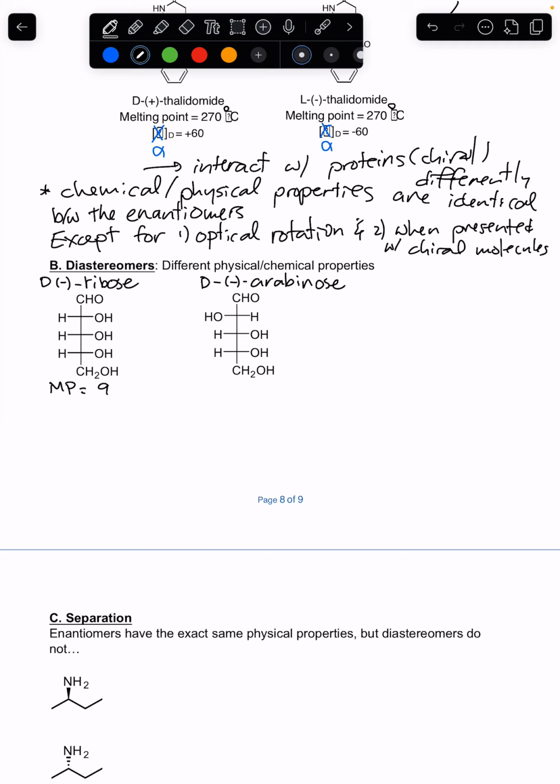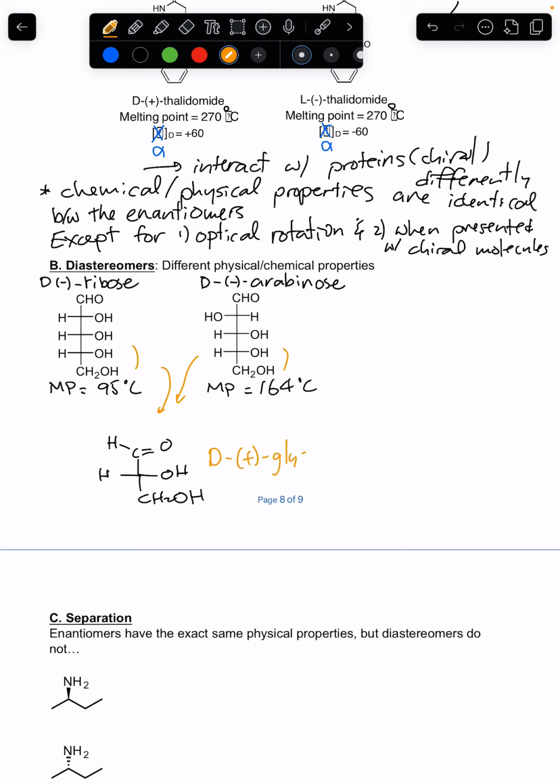Ribose melts at 95 degrees Celsius, whereas arabinose melts at 164. So the physical chemical properties are different. Of course, the biological properties are different, but just to show you what D-glyceraldehyde looks like in Fischer projection, it looks like that. You notice this part is derived from D-glyceraldehyde, and this one is actually indeed dextrorotatory.